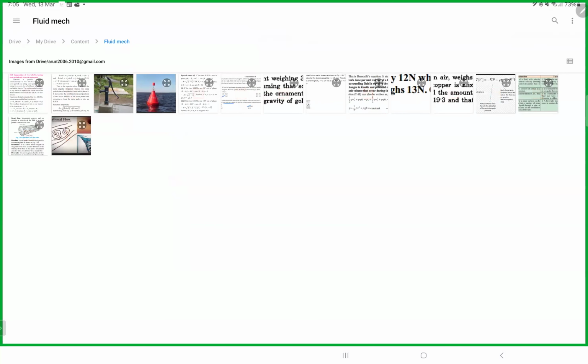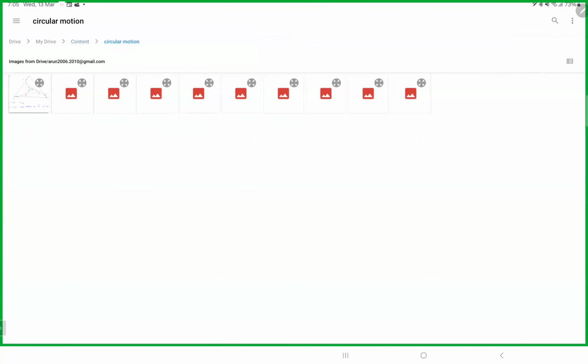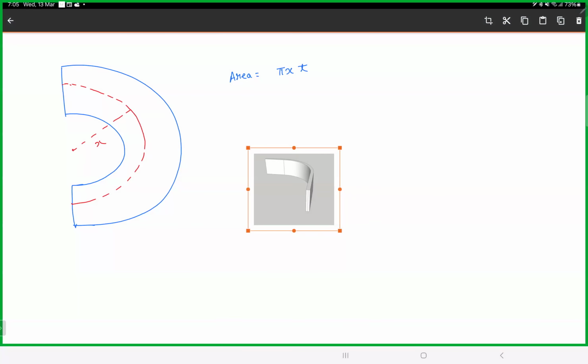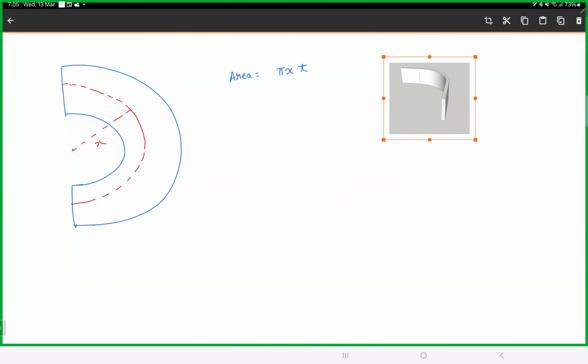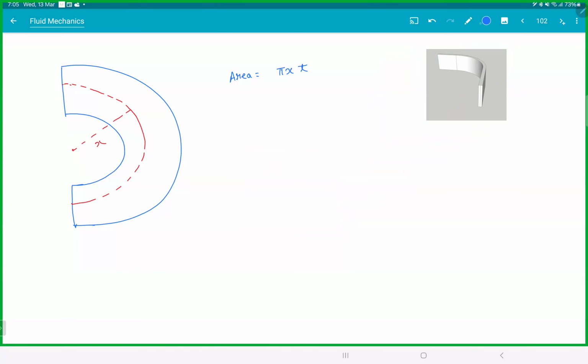There is this thing is not coming. Circular motion, there is a diagram, something like that. There, yes, I got the semicircle thing. It will look something like this. Getting it? So this length here is pi x. This thickness is t. So the liquid will flow in this area, no? Better? Now you got the thing, how the view is.